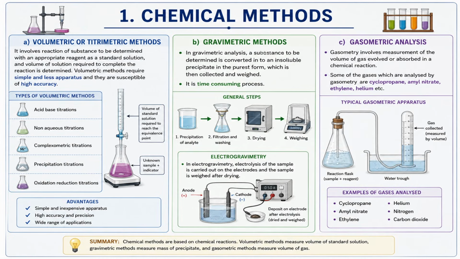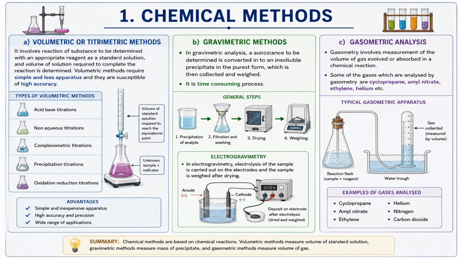First method is chemical method. Chemical method is nothing but volumetric or titrating method. Second one is gravimetric method, gas analysis and electrogravimetric. First, to summarize, the chemical methods are based on chemical reaction. The volumetric method measures the volumes of the standard solution. Gravimetric method measures the precipitate and the gas method measures the volume of gas.